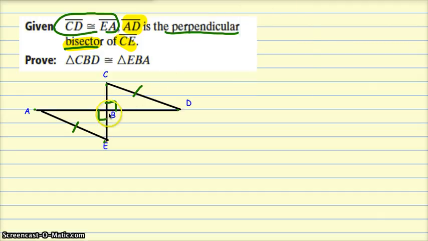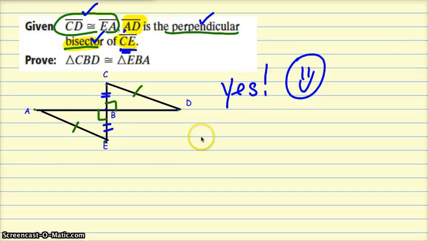So not only is it perpendicular, but AD is also cutting CE in half, meaning that CB and EB are congruent as well. I'm going to use the double marking since the single was already used. So I marked my given. I used the idea of perpendicular by marking the boxes, and I used the idea of bisector by marking the doubles. Do I have enough information to prove that triangle CBD is congruent to triangle EBA? And the answer here is yes. Hooray, I do.